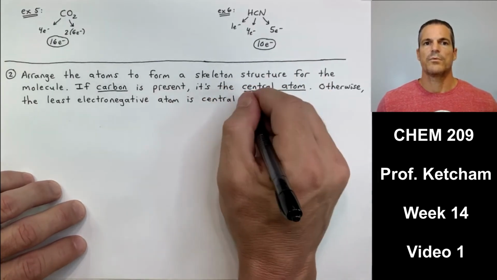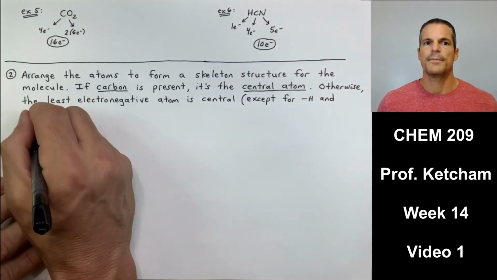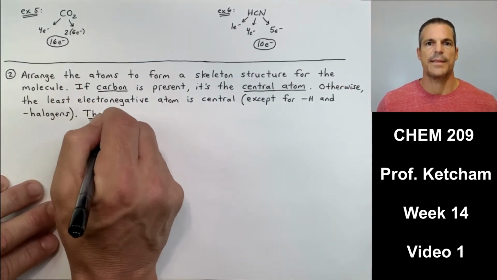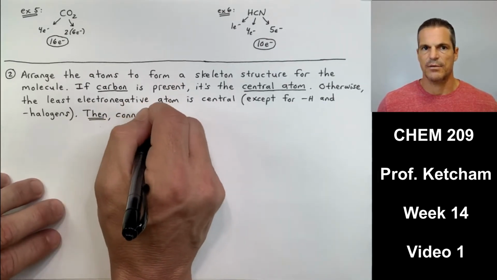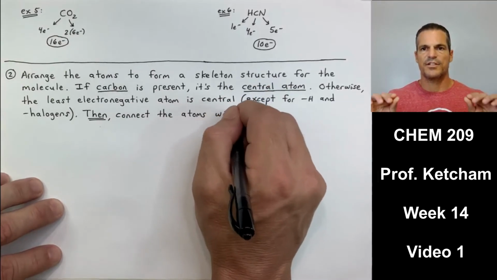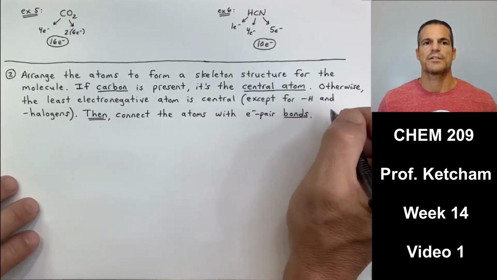So rule 2, arrange the atoms to form a skeleton structure. You're thinking symmetry, all right? If carbon is present, make it the central atom. And we're just doing connections right now. In rule number 2, there are no lone pairs involved. A skeleton structure is just making bonds, those little dashed lines that represent 2 shared electrons.